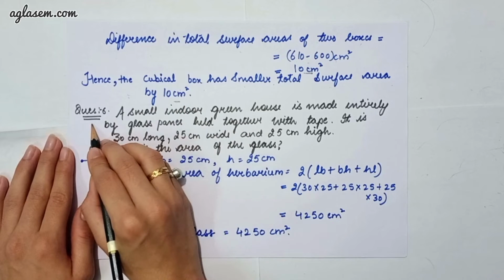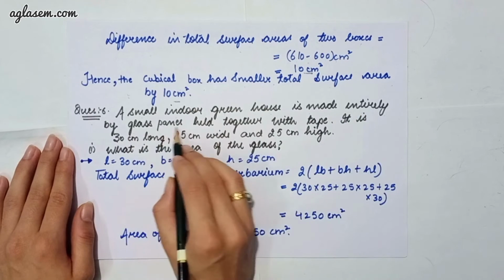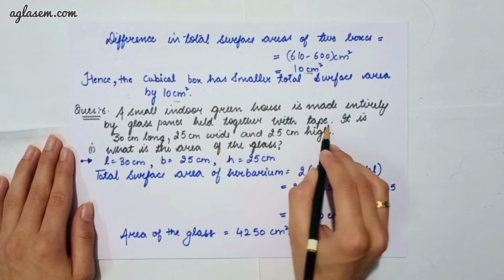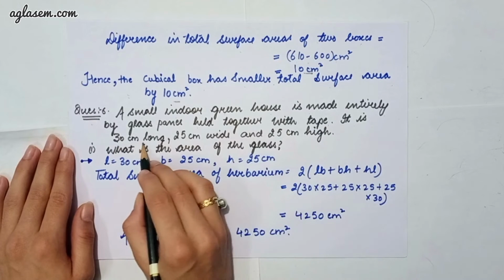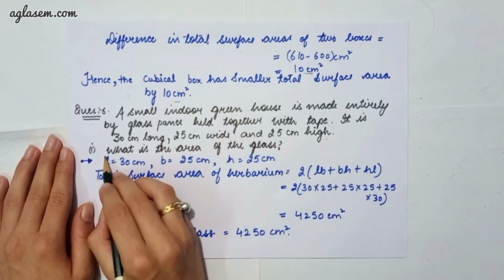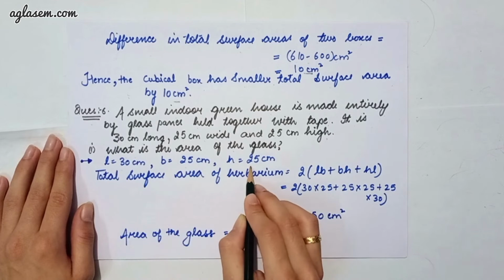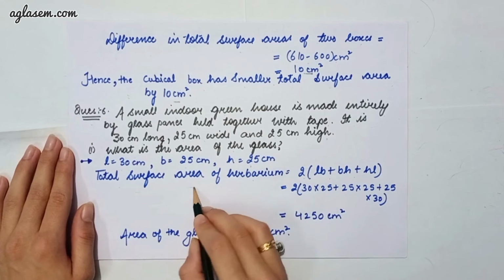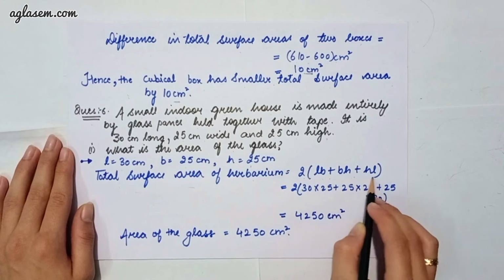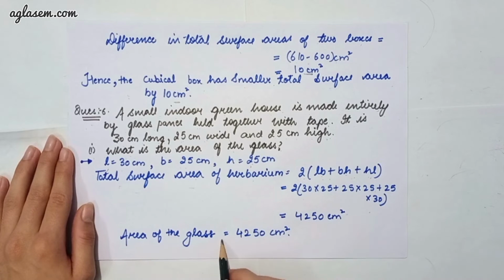Moving to our sixth question, which says a small indoor greenhouse is made entirely by glass panes held together with tape. It is 30 centimeter long, 25 centimeter wide and 25 centimeter high. So the first part says what is the area of the glass. Length, breadth and height are given to us. So we can find total surface area, that is 2 into LB plus BH plus HL. By applying the values, we will get 4250 centimeter square. So the area of glass is 4250 centimeter square.